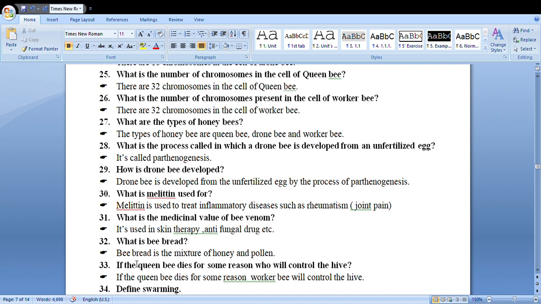What is bee bread? Bee bread is the mixture of honey and pollen. If the queen bee dies for some reason, which bee will control the hive? Who will control the hive? If the queen bee dies for some reason, the worker bee will control the hive.